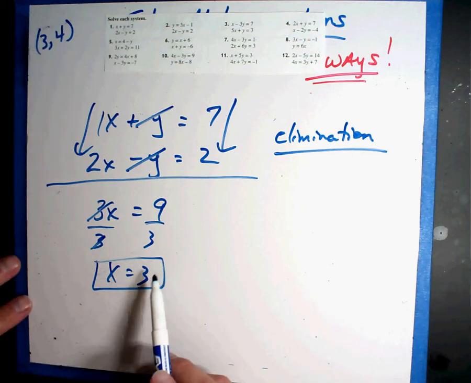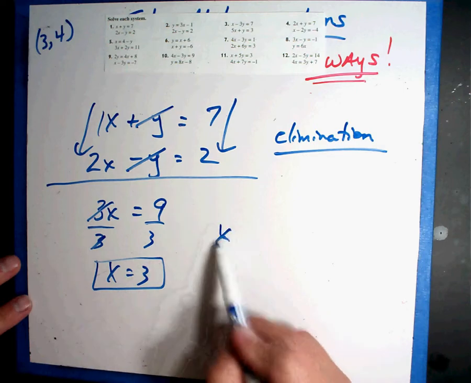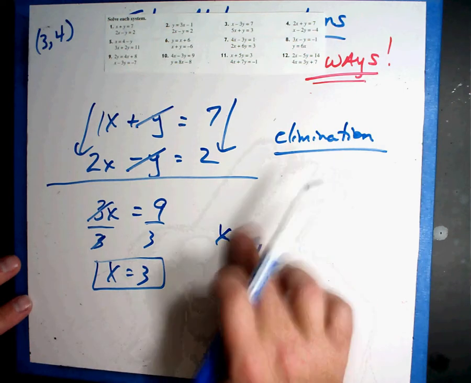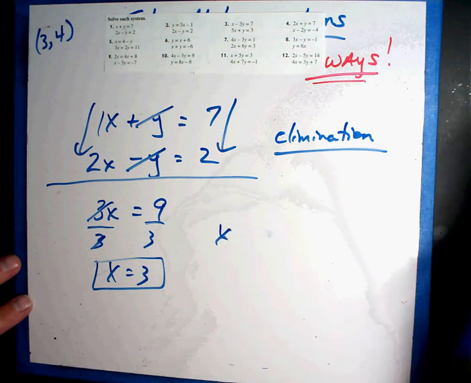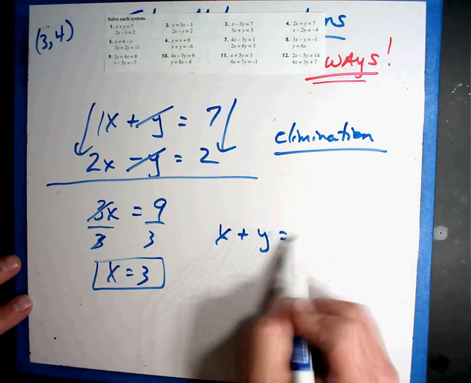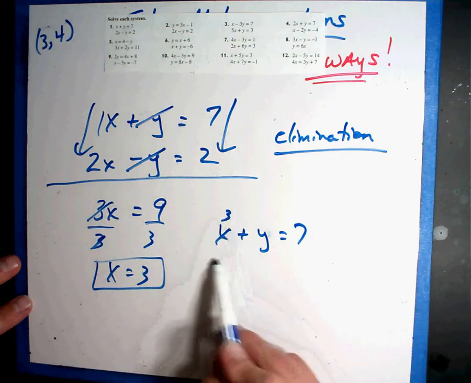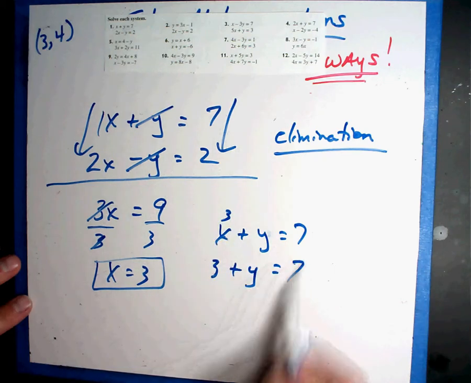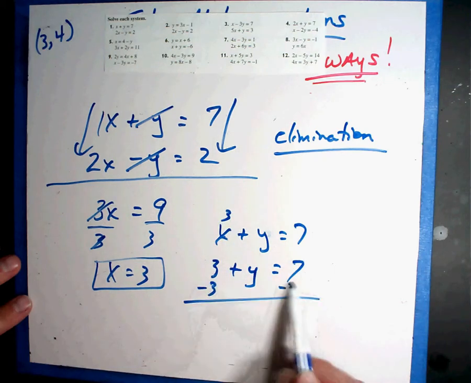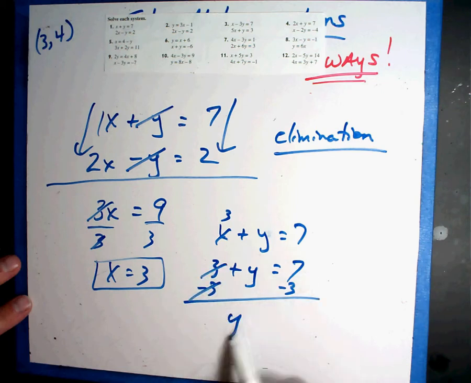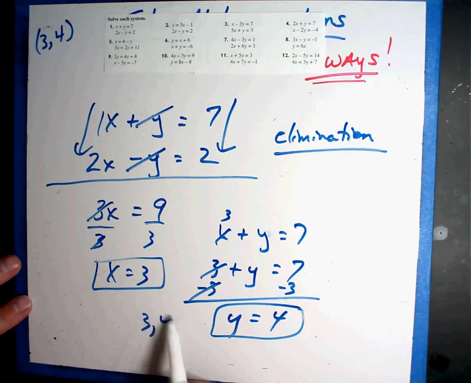So if I place a 3 in one of the equations, so x plus y, that was sloppy, let me try that again. x plus y equals 7. All I'm doing is rewriting that equation. If x equals 3, then 3 plus y equals 7. Minus 3 to move it to the other side. y equals 7 minus 3, which is 4. So I get an answer of 3, 4.